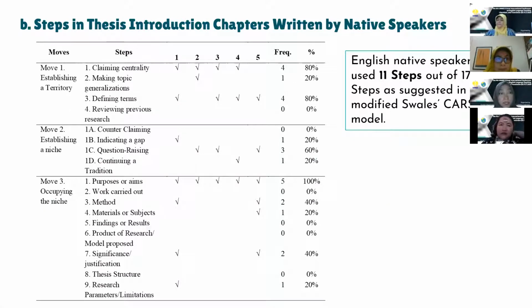Okay, the next point is steps in thesis introduction chapters. We can see here that English native speakers use 11 steps out of 17 steps as suggested in the modified Swales-Cars model. So not all steps are used here.